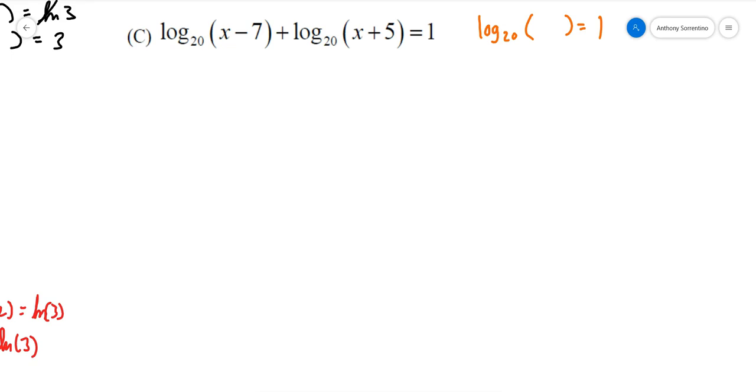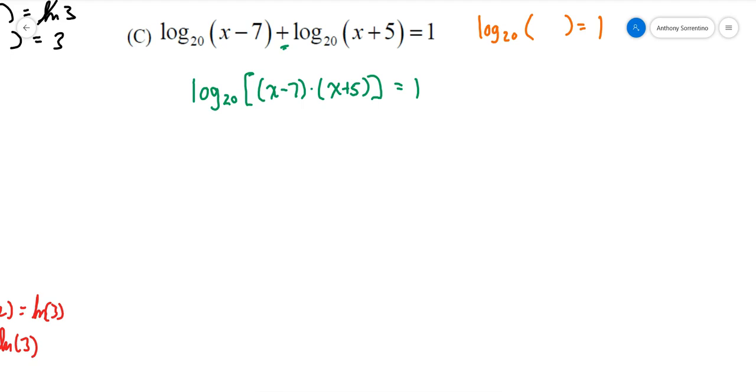Luckily, I have the properties that we learned about in the previous lesson. And those properties say, by the product property, since I have this addition here, I can rewrite this as the log base 20 of x minus 7 times x plus 5, and that would equal 1. So now I do have a single logarithmic statement.